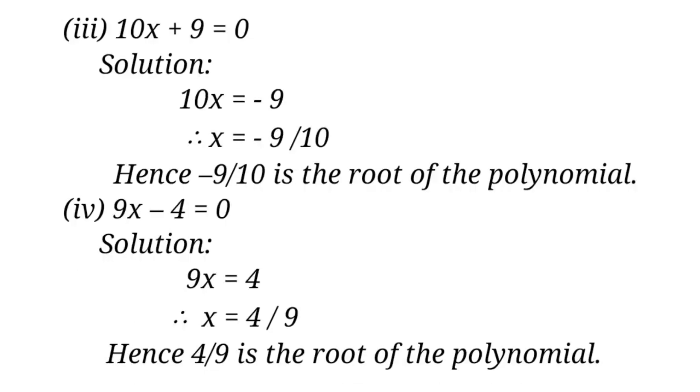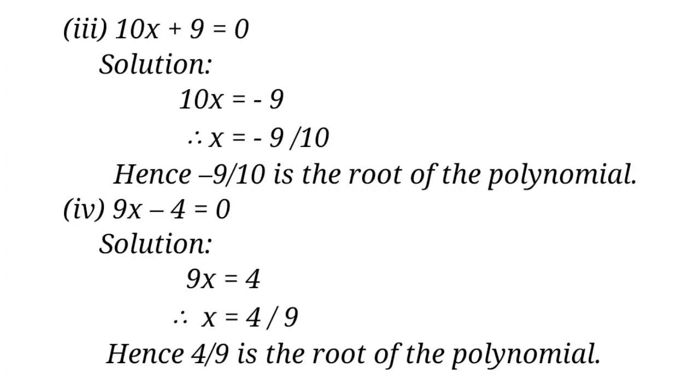Third subdivision, 10x plus 9 is equal to 0. Solution: 10x in the same place, plus 9 shift to the right hand side, minus 9. Then 10x is equal to minus 9. Here 10 shifts to the right hand side, we get x is equal to minus 9 divided by 10. Hence, minus 9 divided by 10 is the root of the polynomial.